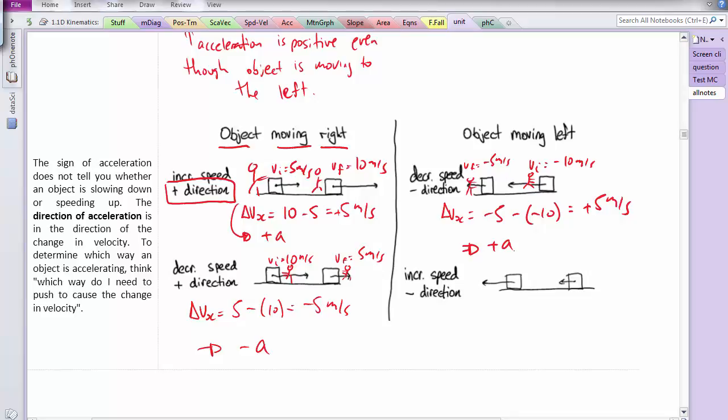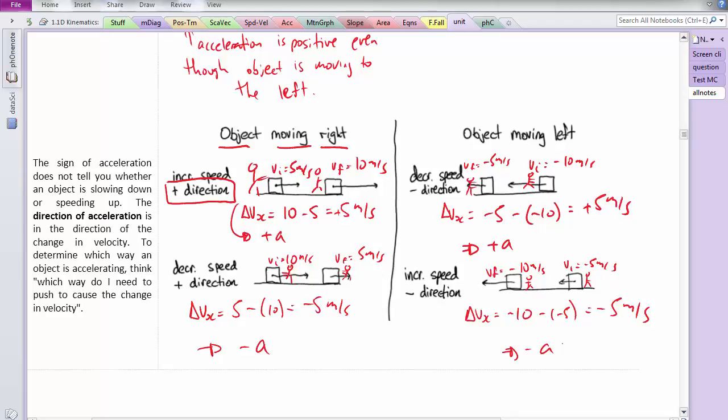Okay, and finally here, let's say we are going v initial of negative 5 meters per second and then v final of negative 10 meters per second. In order to do this, we would need to push to the left. Okay, so we should have a negative acceleration. Let's check. Delta Vx is equal to final of negative 10 minus an initial of negative 5, which gives us negative 5 meters per second. So the change in velocity is negative and we have a negative acceleration because we're speeding the box up to the left.